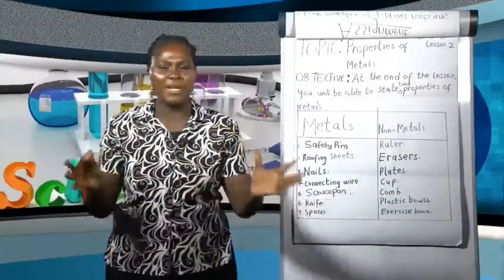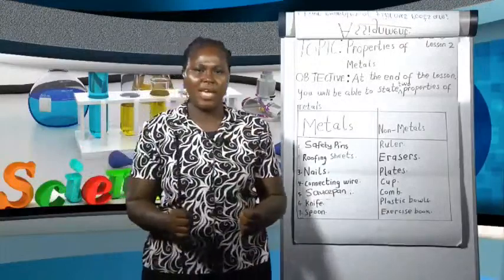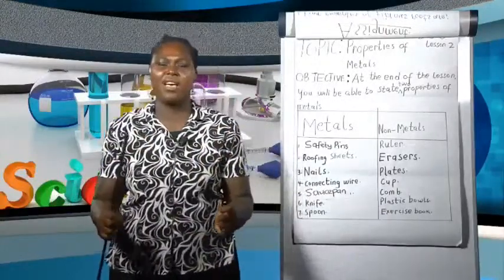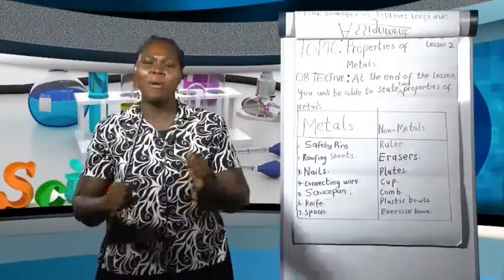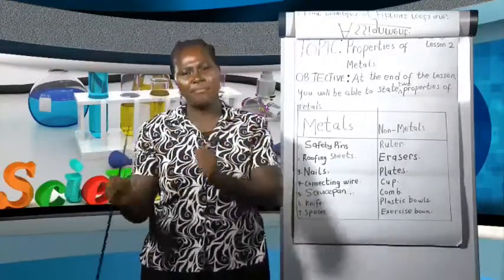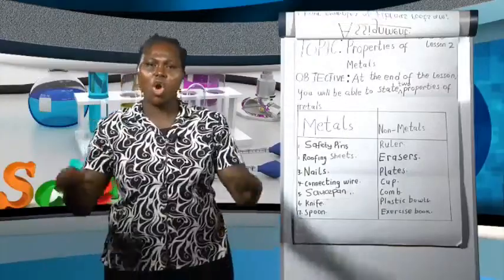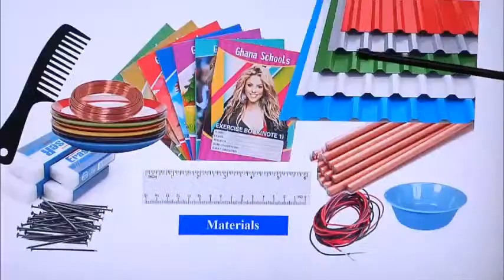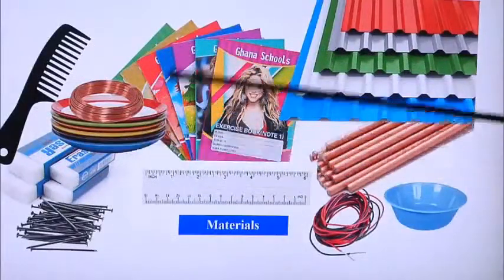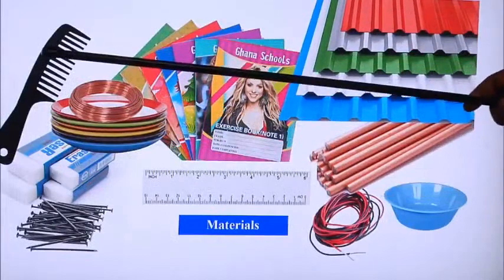Now, let's look at some materials in our environment, in our homes, our schools. We have so many materials that we use, and these materials have been grouped into metals and non-metals. So let's look at some materials on our screen. Now this is what? Comb.